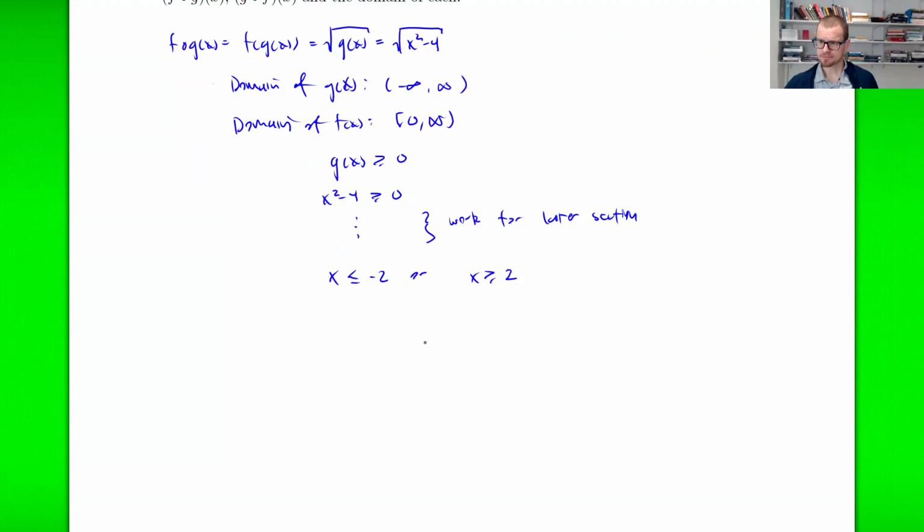From here, actually, you know what? It'd probably be pretty easy to get this idea, right? If I were to add 4 to both sides in this case, I would get x squared is greater than or equal to 4.